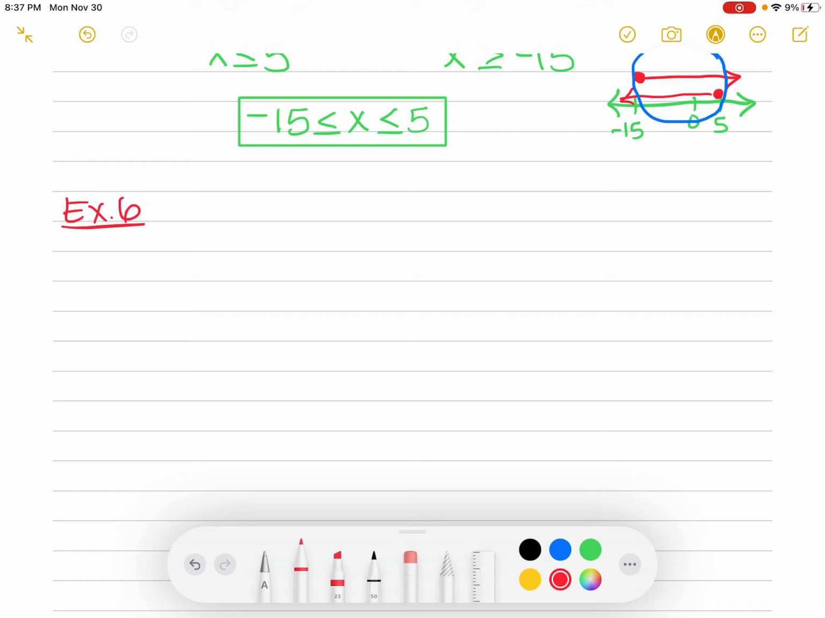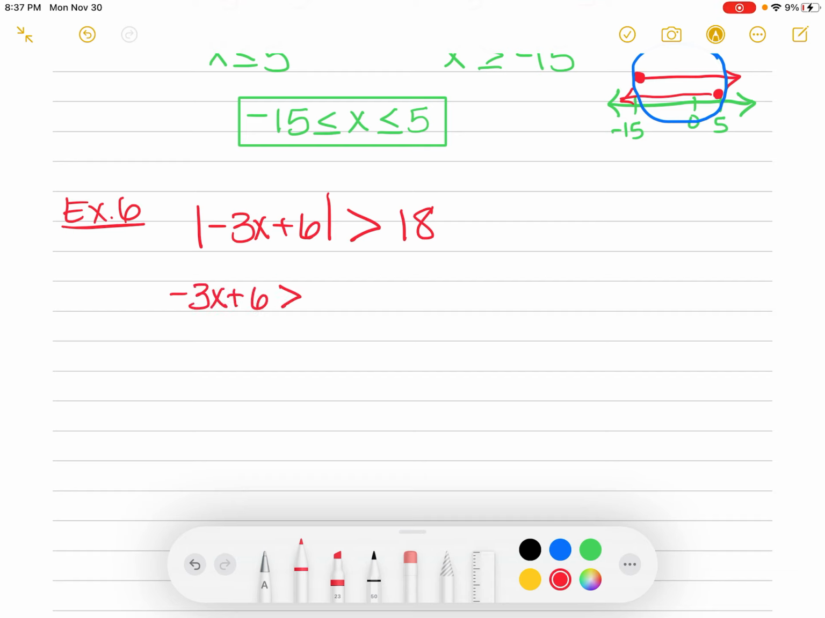Okay, example 6. We're going to do the same thing. Negative 3x plus 6 is greater than 18. So I have a greater than sign. So I'm probably going to have a disjunction, right? So let's just solve it like we would if we were doing an inequality. We would have 2 problems.